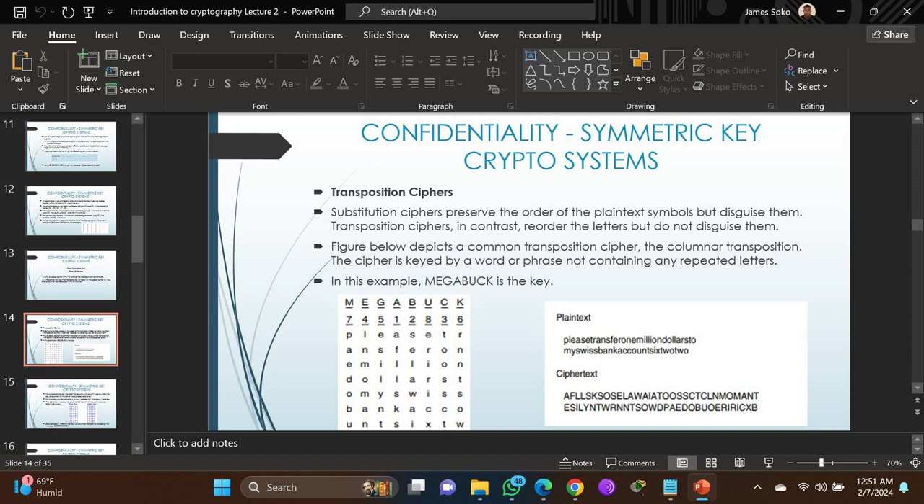But it is written column by column, from left to right, okay? Without changing anything, there's no change yet there. Now, that is a clear text, okay? So what we want is to build a cipher text from a clear text. So here we have: please transfer $1 million from my Swiss bank account, okay?